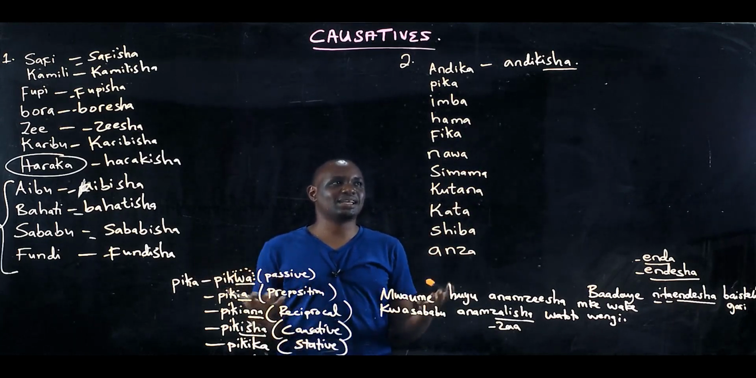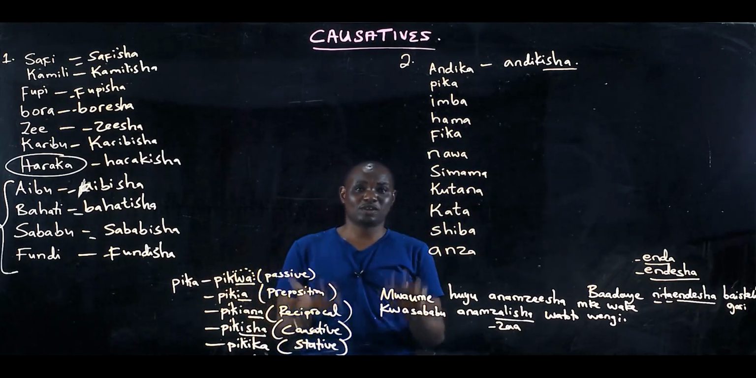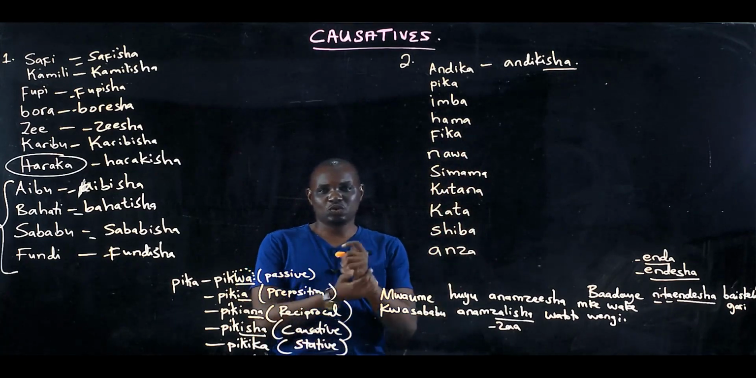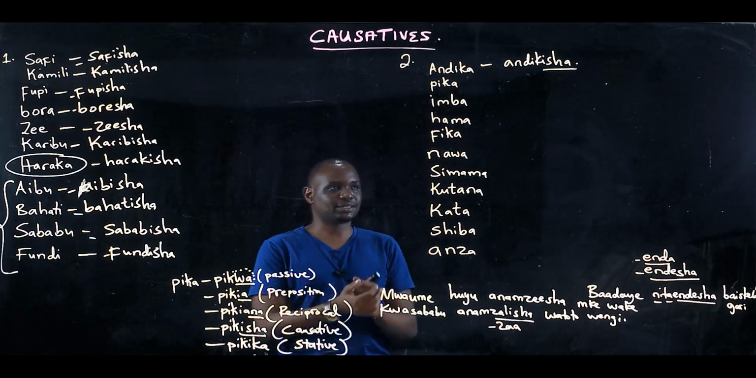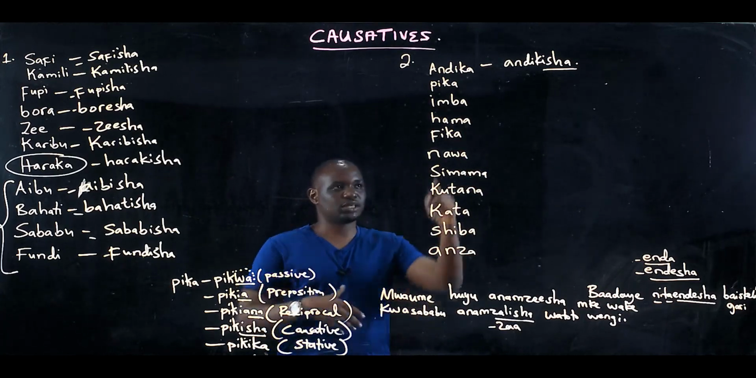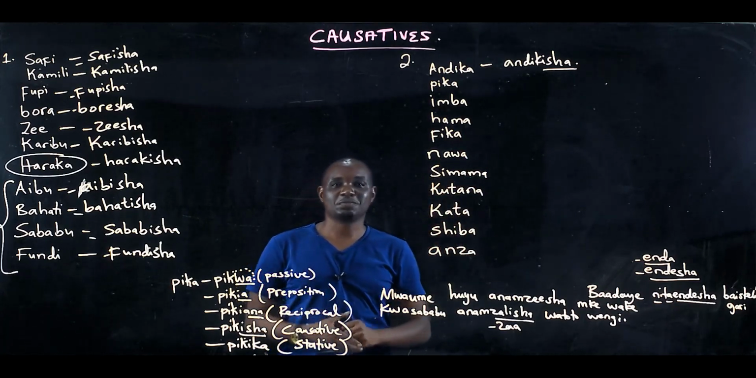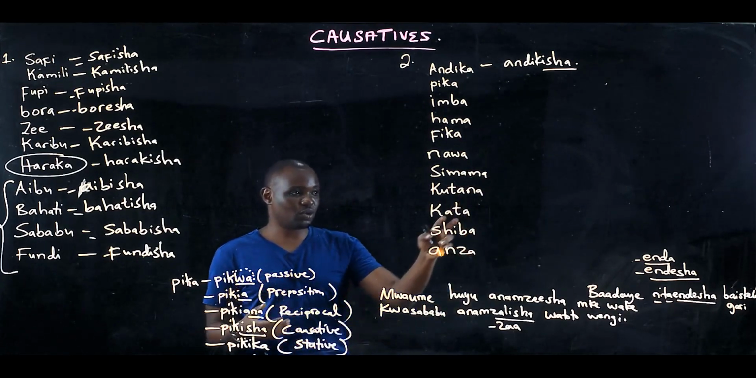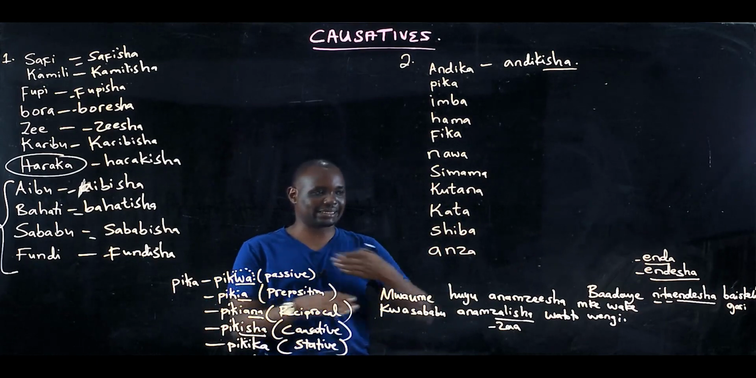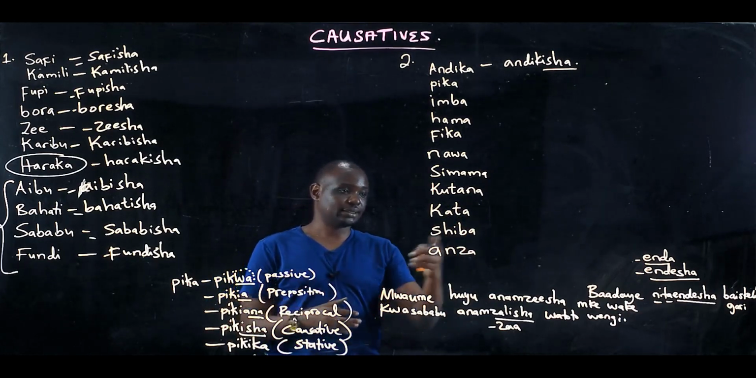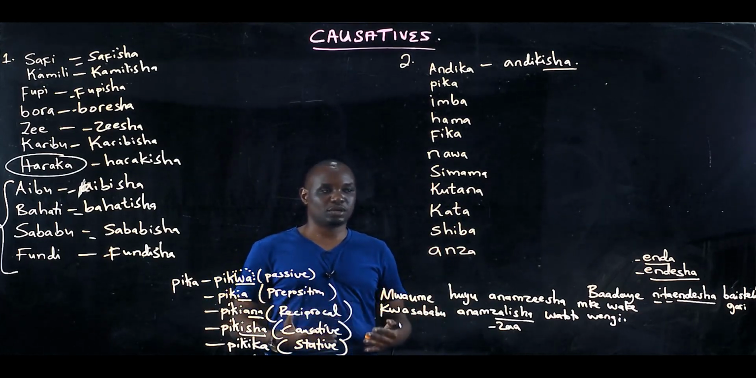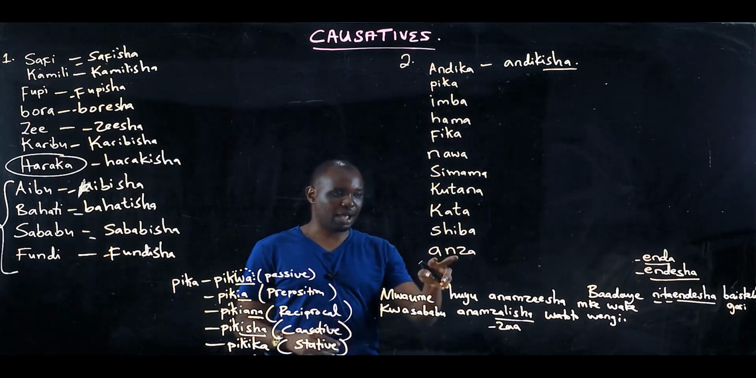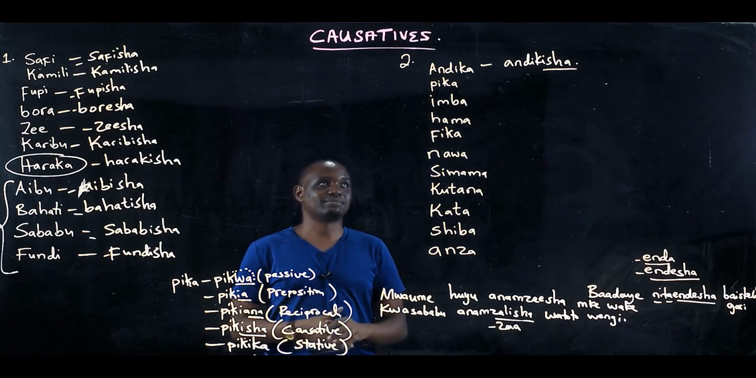Sihitaji kueleza sana kwa sababu wewe ni mwanafunzi wa juu. Kunawa is to wash body parts, to wash hands, to wash your face. That's kunawa. Kusimama, to stand up. Kutana, kukutana, to meet someone. Kata, kukata, to cut. Shiba, to be full. You eat and then you become full. Anza is to start.